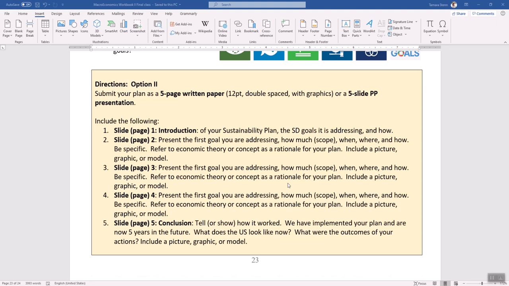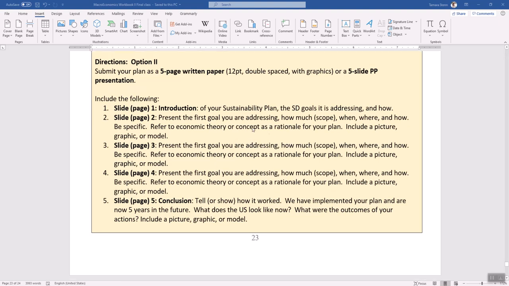Where's the economic theory there? And what's the rationale for that plan? And then I can have a picture, graphic, or model. I go through that, and I do that with my next one and the next one, right? So each of our 3 different goals is presented in a little bit more detail.